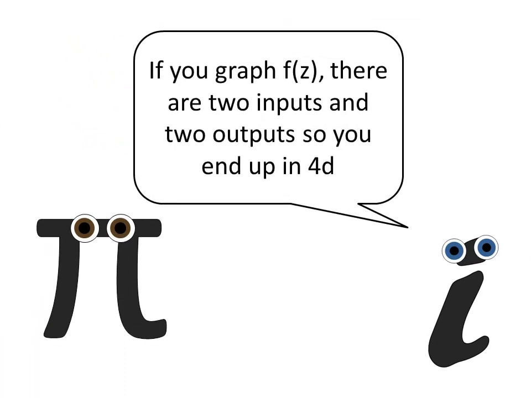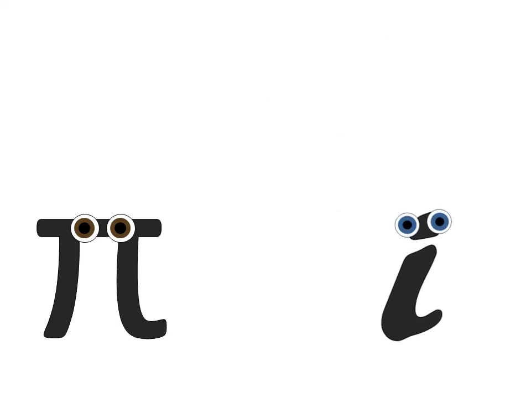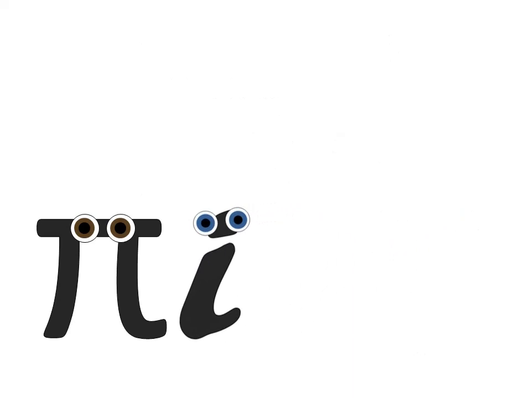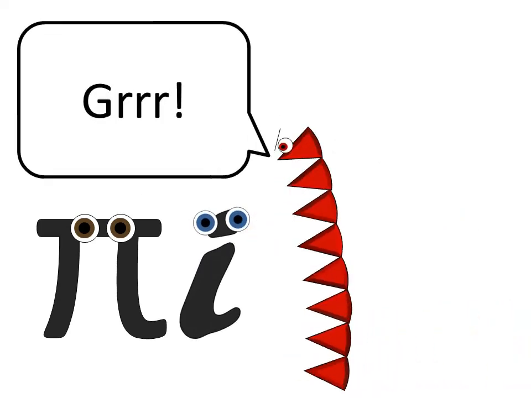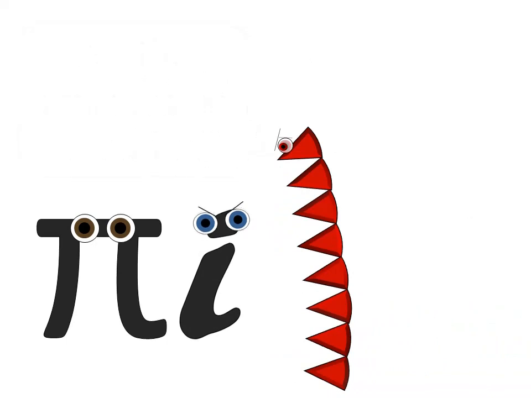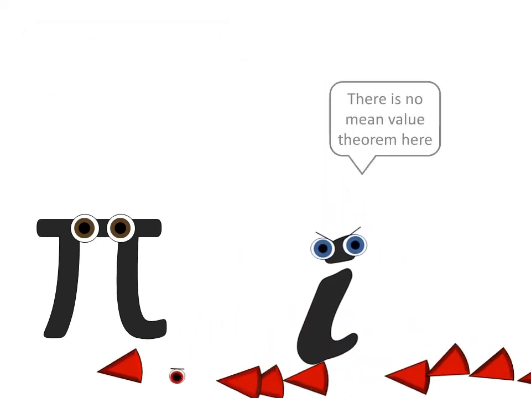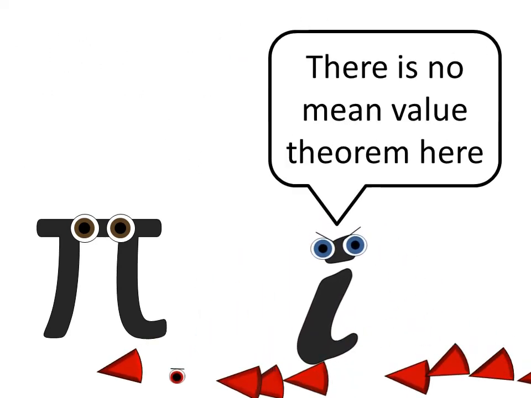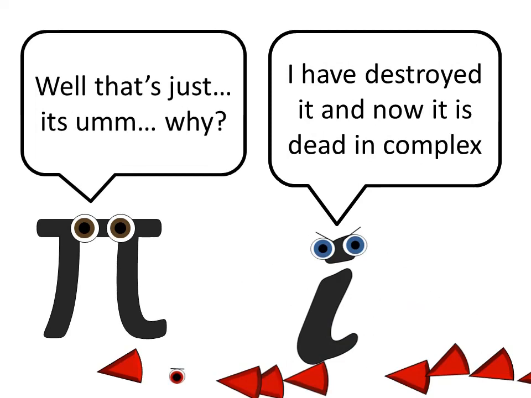If you graph f of z, there are 2 inputs and 2 outputs, so you end up in 4D. I'm the mean value theorem. There's no mean value theorem here. I have destroyed it, and now it is dead and complex.